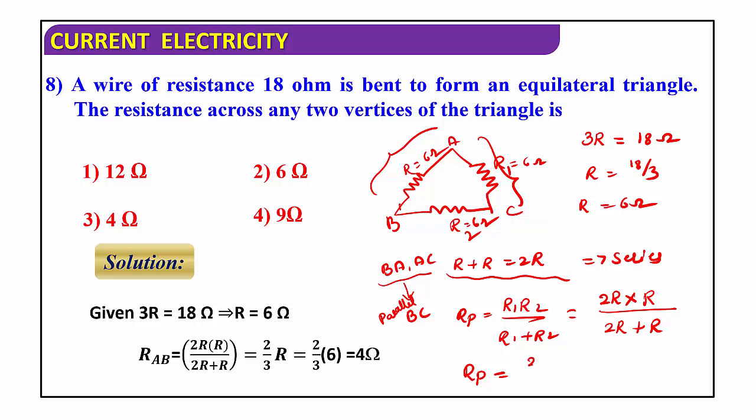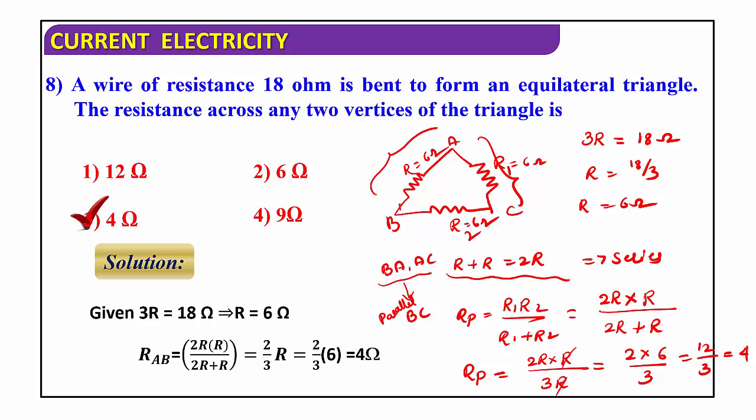So here 2R into R divided by 2R plus R is 3R. So one R will get cancelled. 2 into R value is 6 divided by 3. So 12 by 3. So we got the answer 4 ohm. So the final answer is 4 ohm.